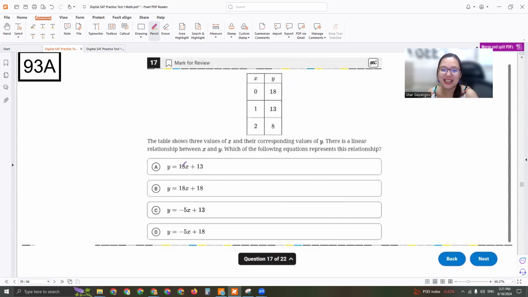The answer is D for 93, and let's figure out why. Okay, so the table shows three values of X and their corresponding values of Y. There is a linear relationship, so this is important. And what do we know about linear relationships?